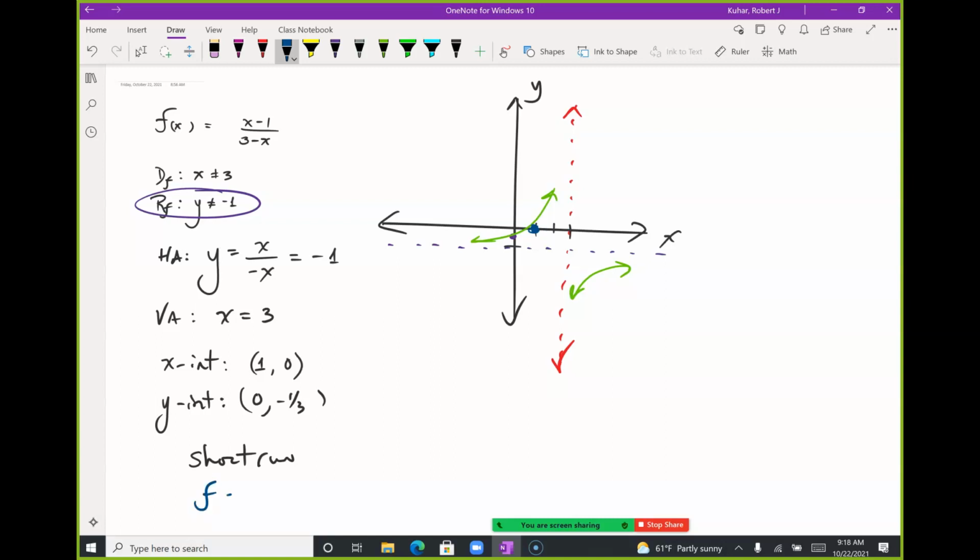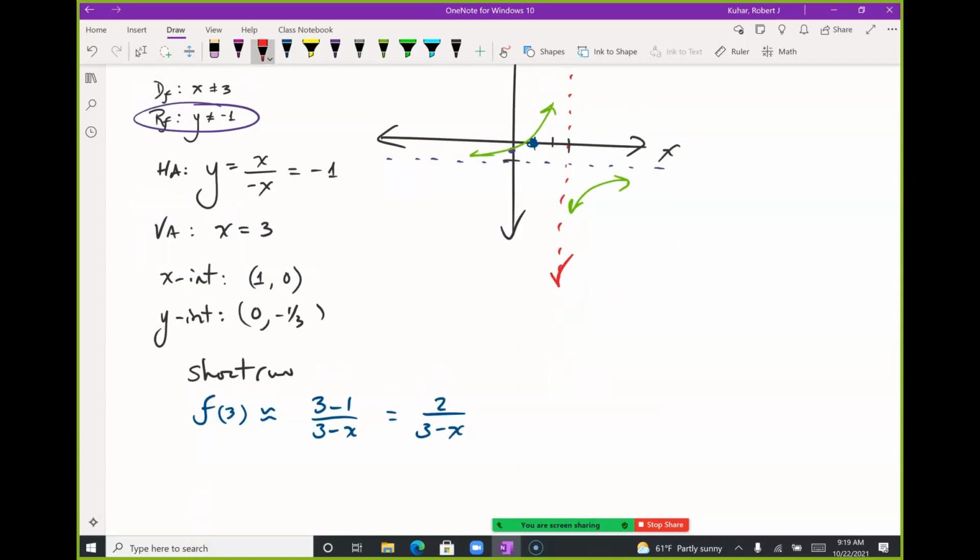So f of 3 kind of looks like 3 minus 1 over 3 minus x. I cannot put that 3 in the denominator. I'll get a 0. But I can put it in the numerator, and I get 2 over 3 minus x. And I'm saying that I can really see the mother function there. That's really behaving like negative 1 over x, right? And remember what negative 1 over x looks like, right? Bottom right, top left. And that's what I have in my function.